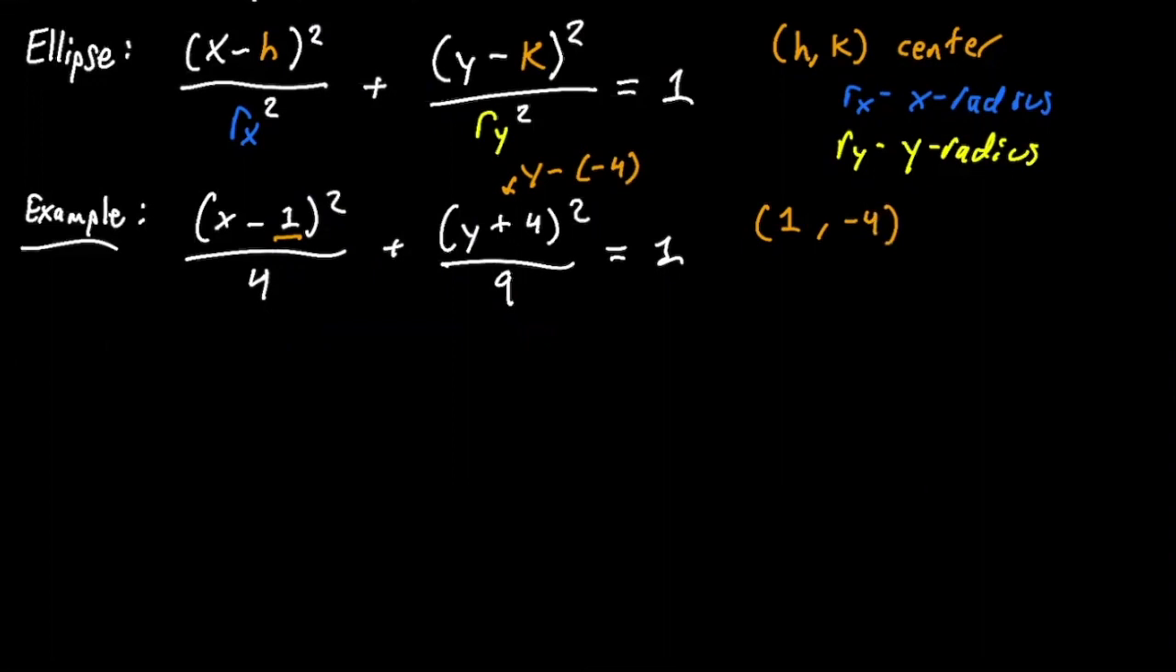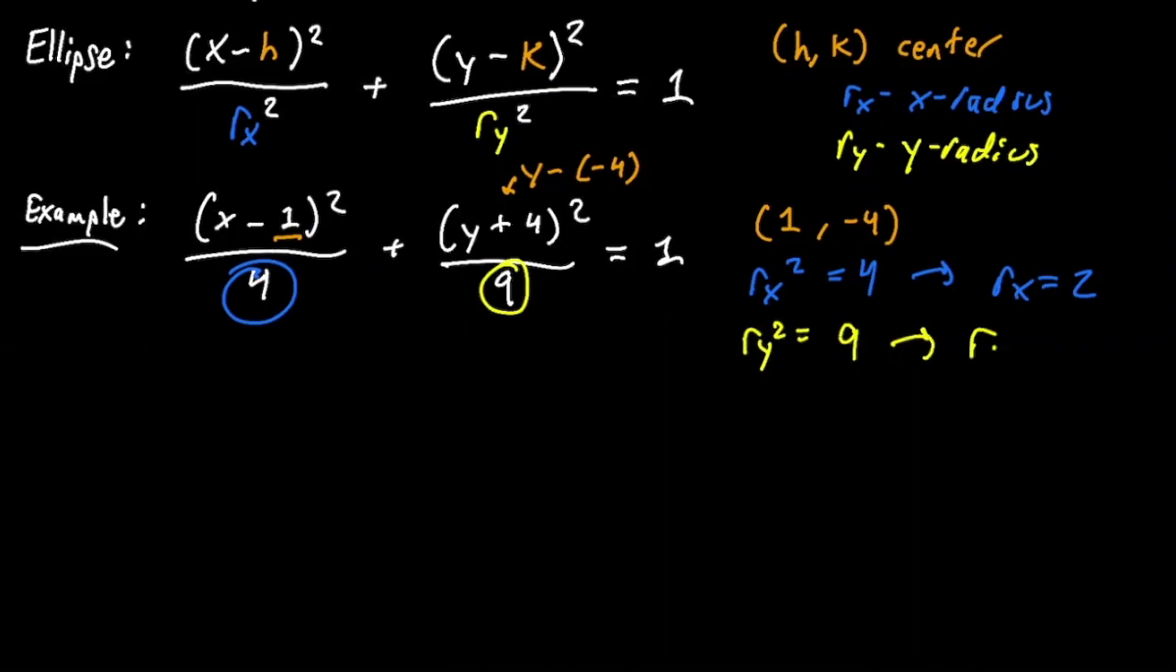For our x radius, we know that the x radius squared is 4. So we take the square root of both sides and get that our x radius is 2. For the y radius, same thing. The y radius squared is 9. So if we take the square root of both sides, we have 3 for the y radius.